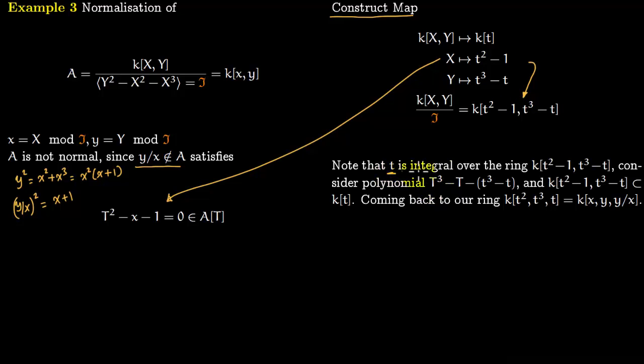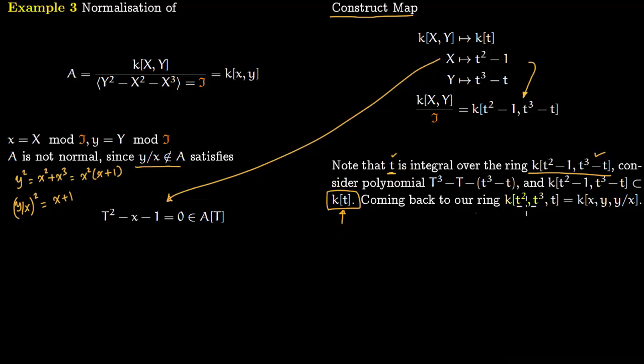Now again, t is integral over this ring. So because you can have a polynomial like this, t square minus (t cube minus t)... this t cube minus t is coming right here from here. So now you can plug in t here, small t here, then this t is integral over this ring. So to have integral closure of this ring, we have to incorporate this element t. So k[t square minus 1, t cube minus t] will lie in k[t], and this we have seen is integrally closed.